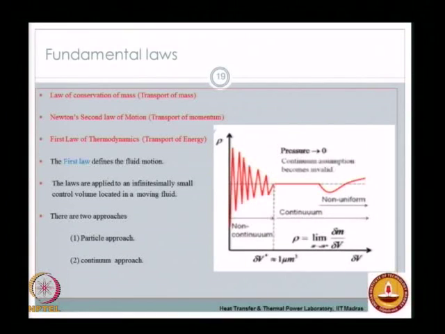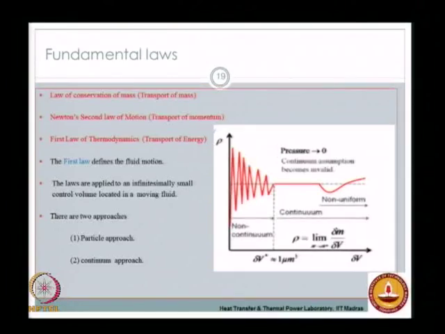So the three fundamental laws which are governing the convective heat transport are the law of conservation of mass, which is your transport of mass, which is also called a continuity equation, and the transport of momentum, which is nothing but your classical Newton's second law of motion, also called the momentum conservation equation. And finally, for convective heat transport, we will also look at the first law of thermodynamics applied to an open system, which is called the conservation of energy or transport of energy.